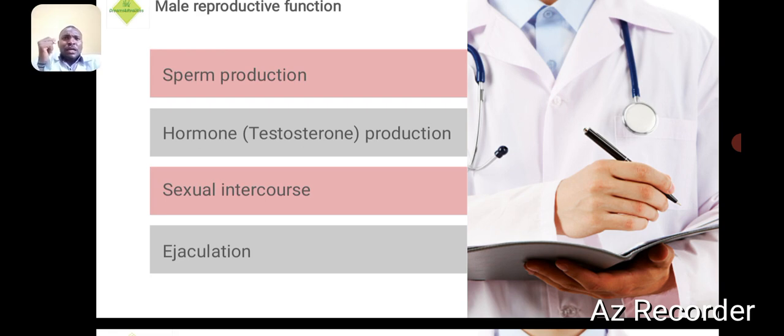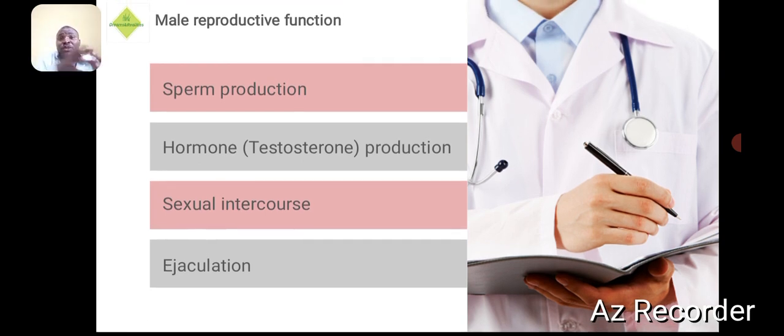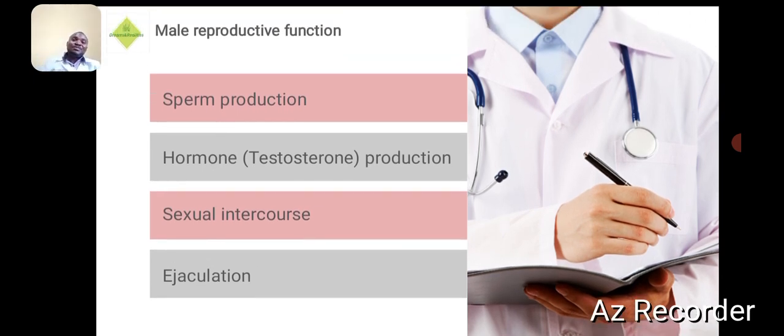Okay, so let us look at the general function of the male reproductive system. We have four major functions. The male reproductive system is involved in sperm production, which I've explained to you, hormone production, testosterone production is mainly produced by the testes, sexual intercourse, the penis is there for that, and also for ejaculation. And maybe you may want to add to it sperm maturity.